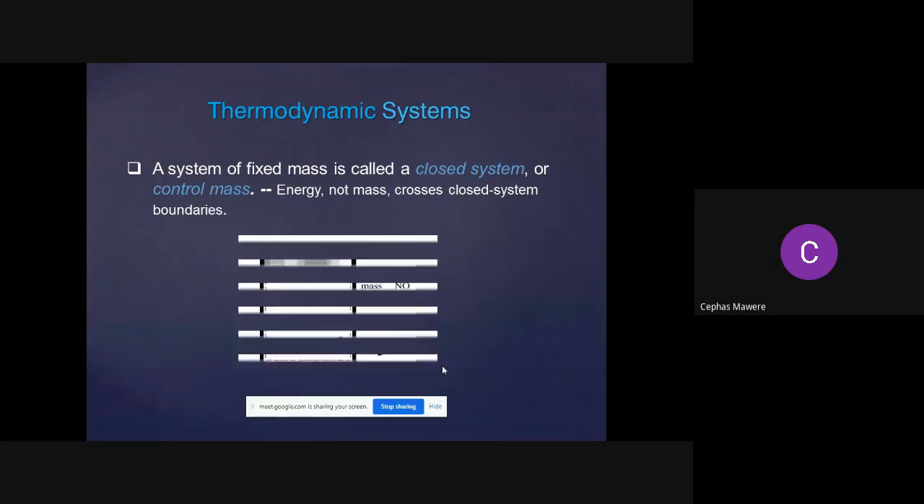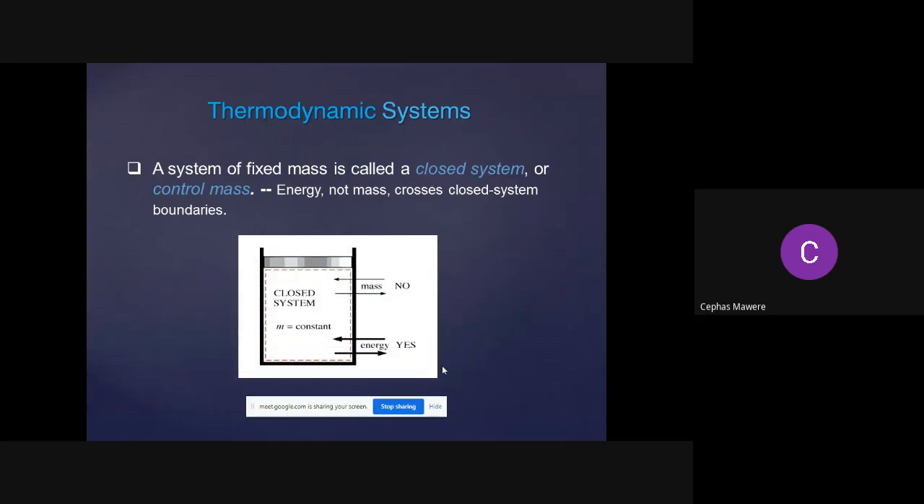Any other thing which is outside the system becomes the surrounding, and what demarcates the surrounding from the system is the boundary. Okay, and so if the system has a fixed mass, it is called a closed system or control mass. So only energy is able to cross through the system boundaries. Okay, and this is the scenario where you can have energy passing through across the closed system boundary, or in and out of the closed system, but you cannot transfer mass of a system in and out of the system. Okay.